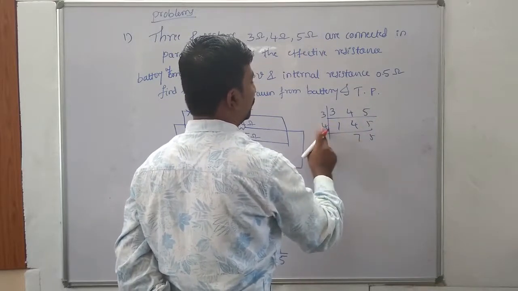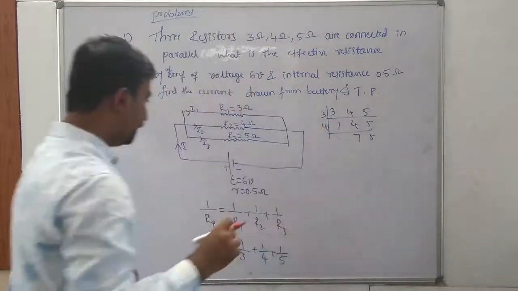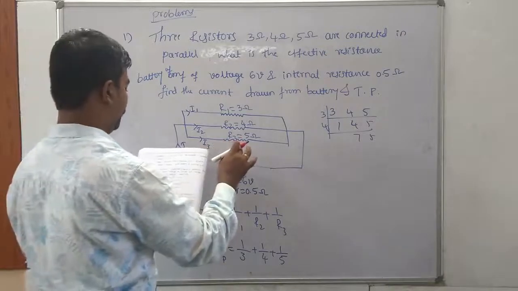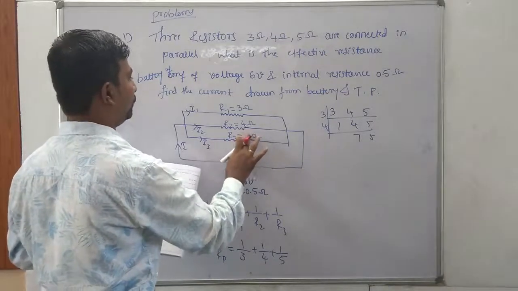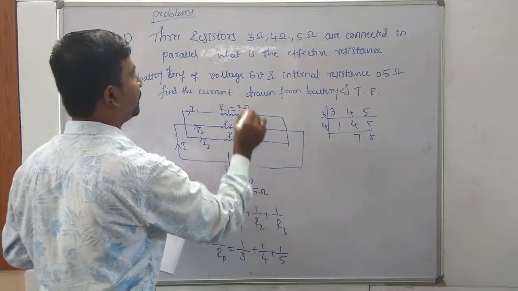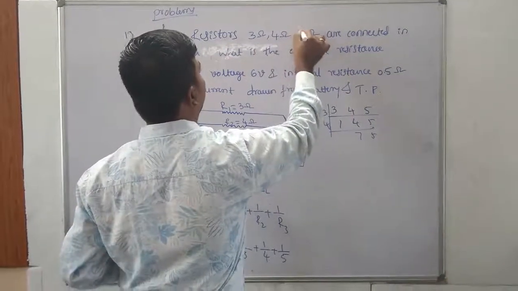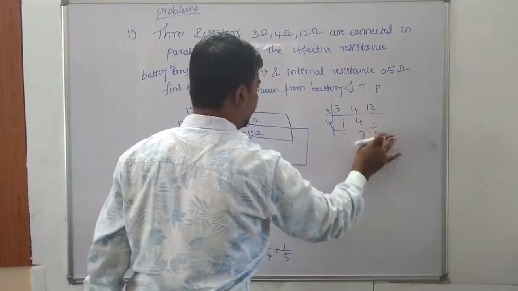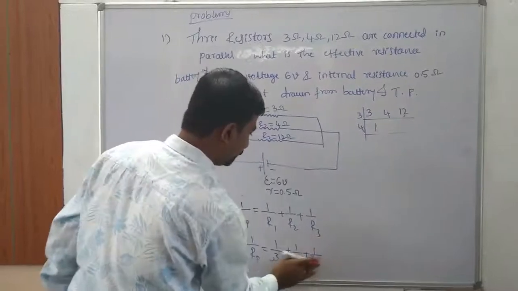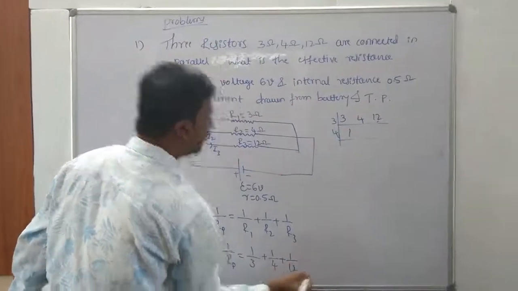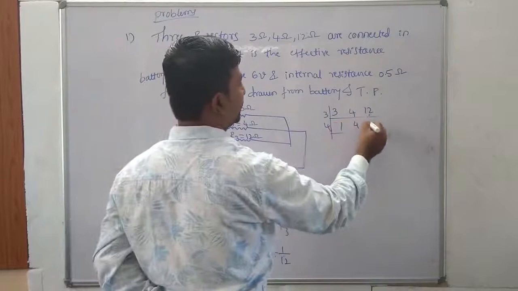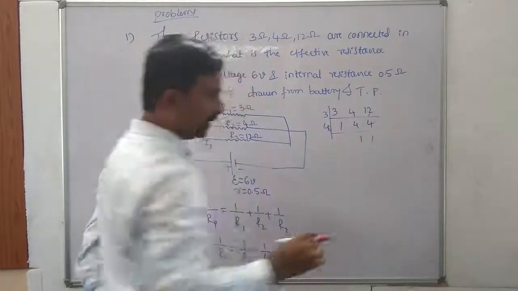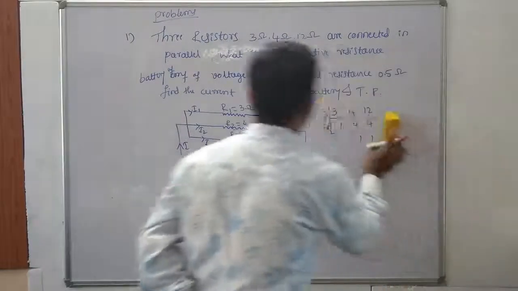Sorry, the LCM is 12, not 60. So 3 ones are 3, 4 as it is, 3 fours are 12. Then 4 ones are 4, 4 threes are 12. So the LCM is 12.